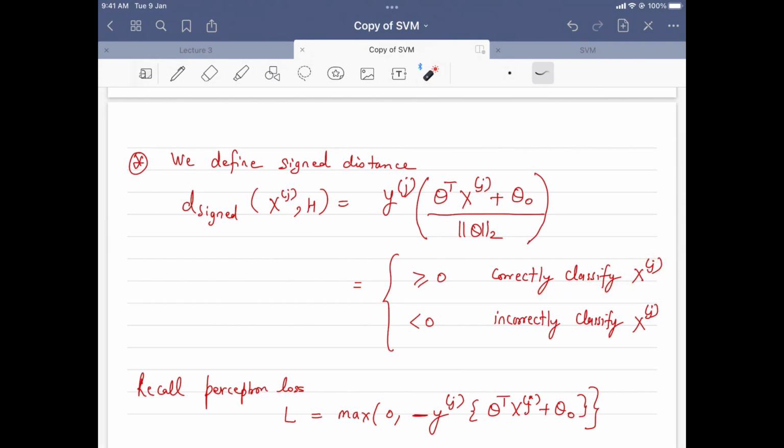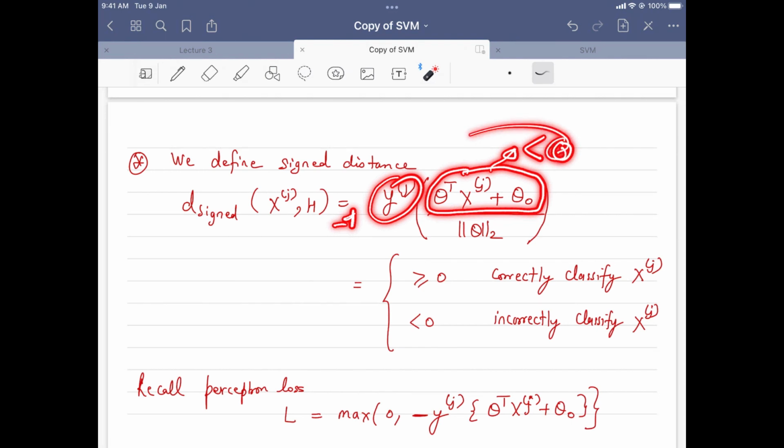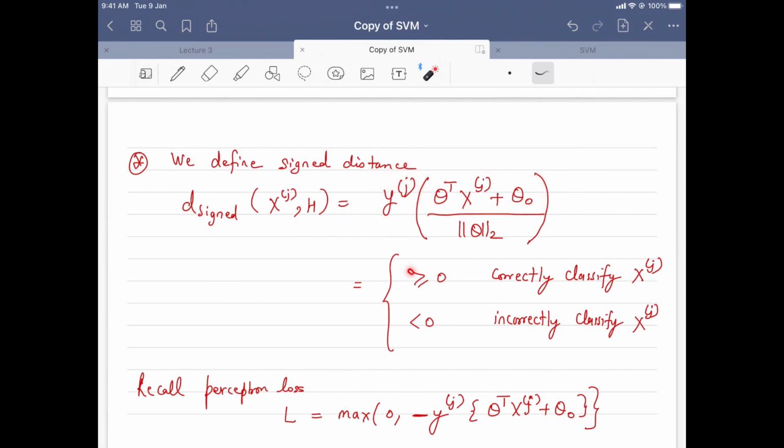In the other case, when your yj is negative and your prediction by the machine is also negative, which is less than 0, then if you multiply these two together, again you will get a value greater than 0. So it again correctly classifies the sample xj.